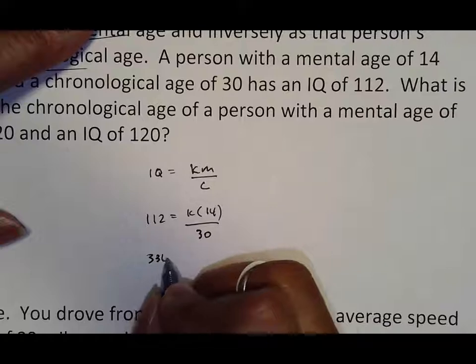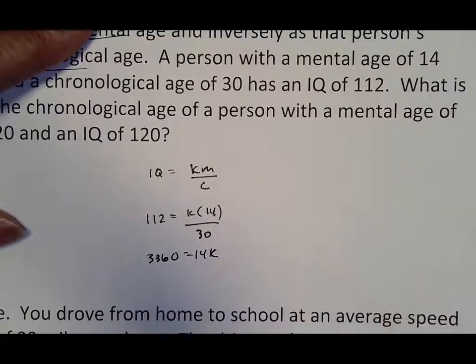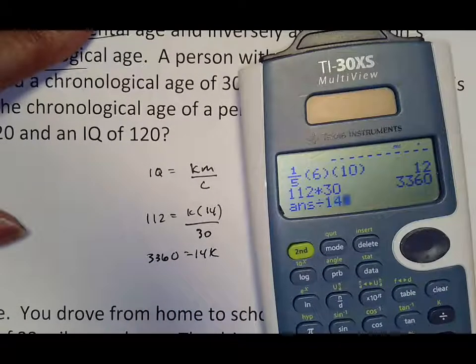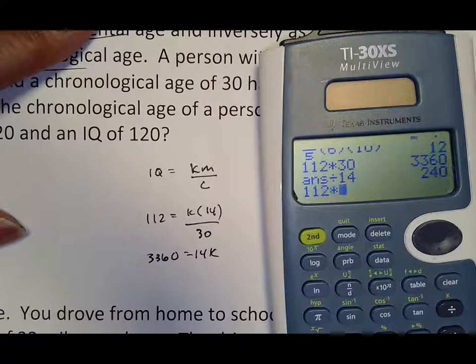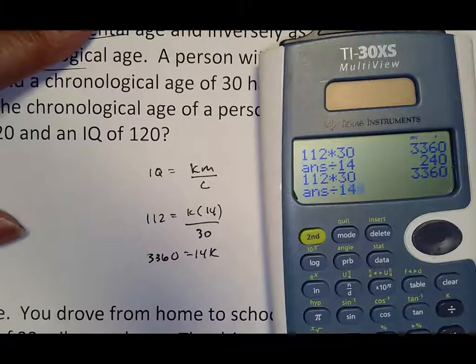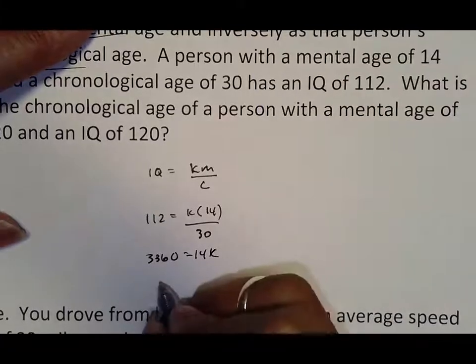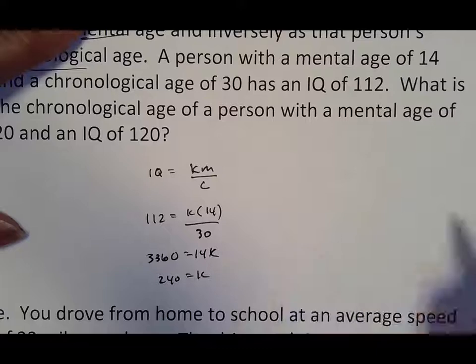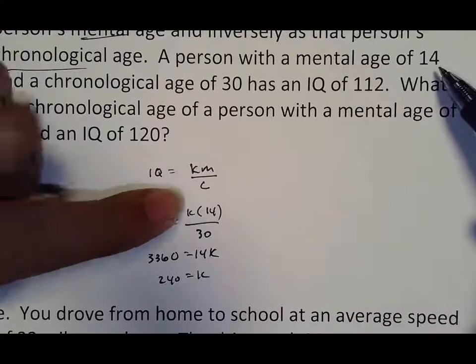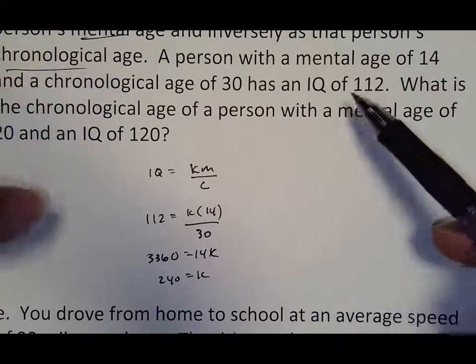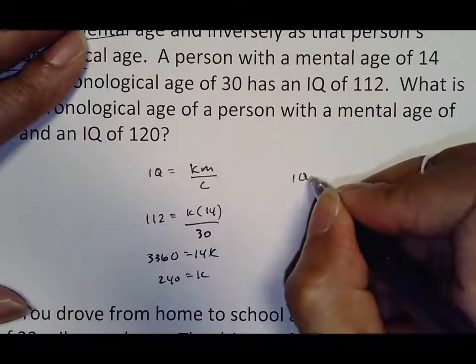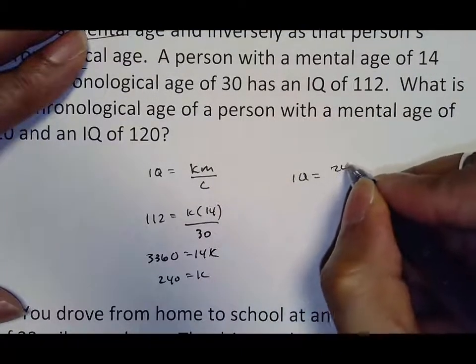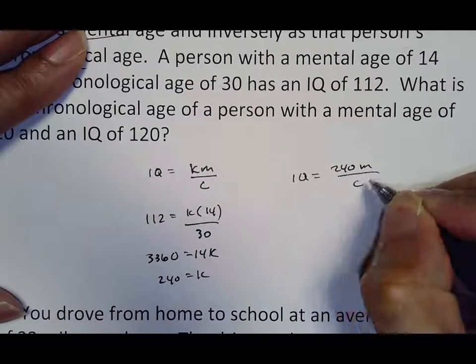3360. And then divide by 14. Let me check that again. 112 times 30, divided by 14, equals 240. Making sure I did that right. Mental age of 14, chronological age of 30, IQ of 112. Okay, so therefore we have our IQ general formula, which is 240M over C.